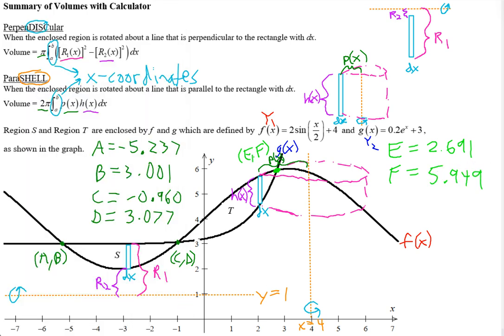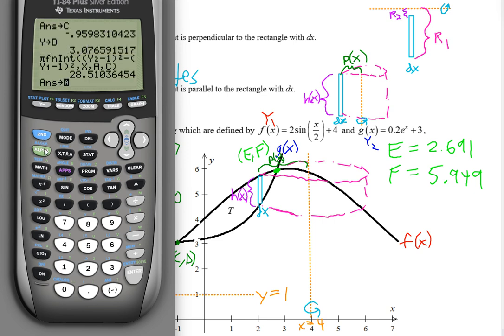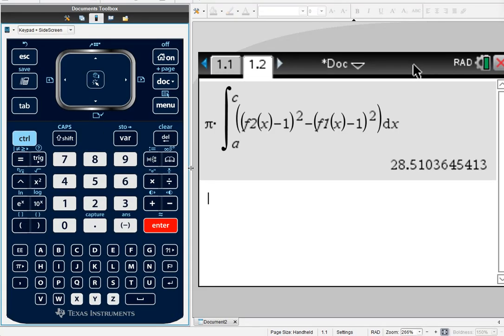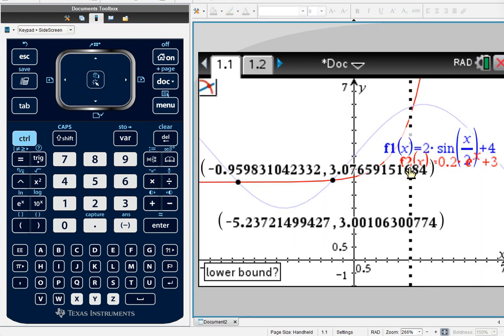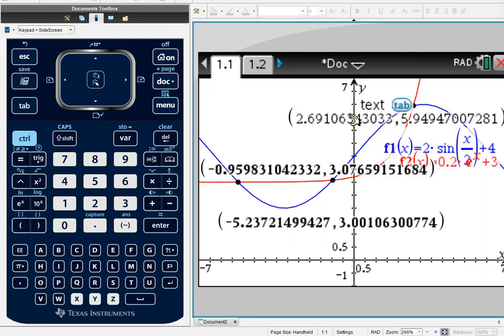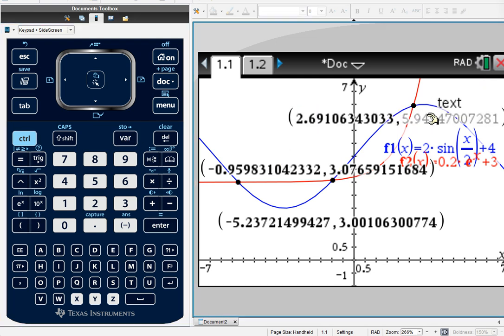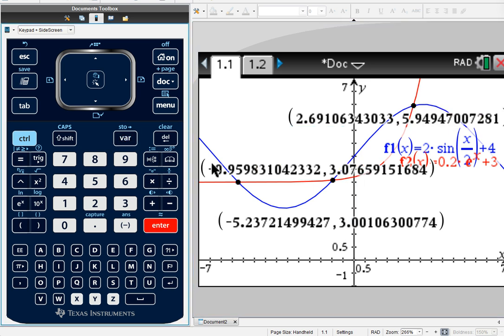All right, so let's store those now. So I can quit, store alpha E, enter, and then alpha Y, or alpha F. There we go. And then on the Inspire, again, just go click back on the 1.1 for the graphs, menu, analyze graph intersection, lower bound to the left of it, upper bound, click to the right of it. There's our E, so var store as E, and y coordinate var store as F. All right, so now we're all set.